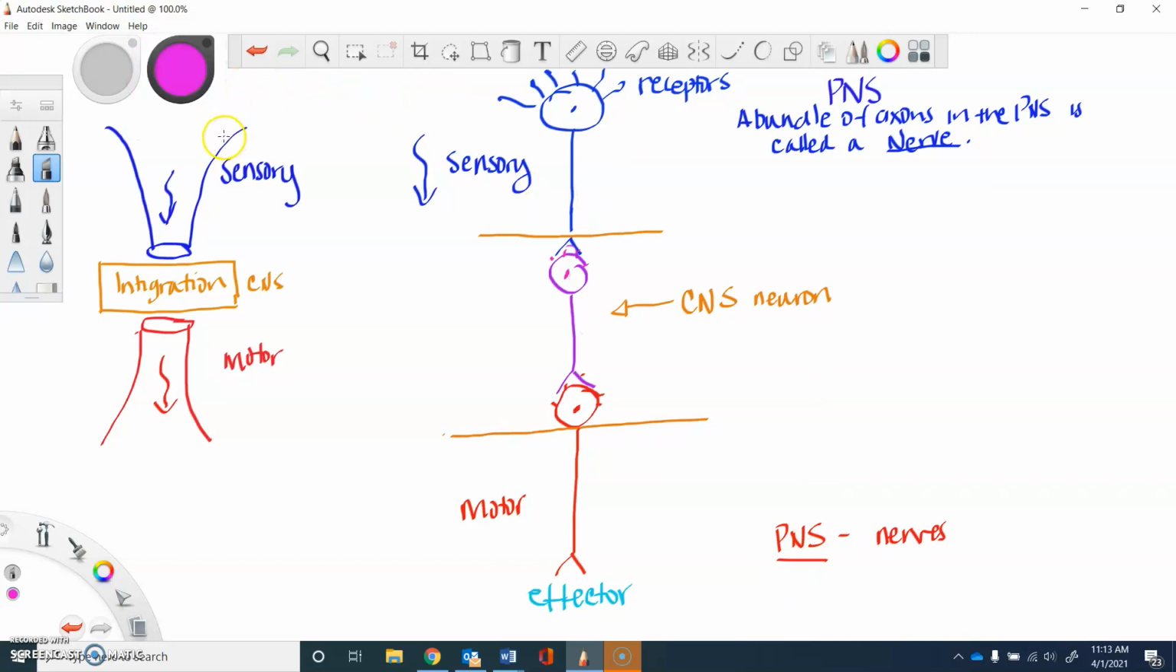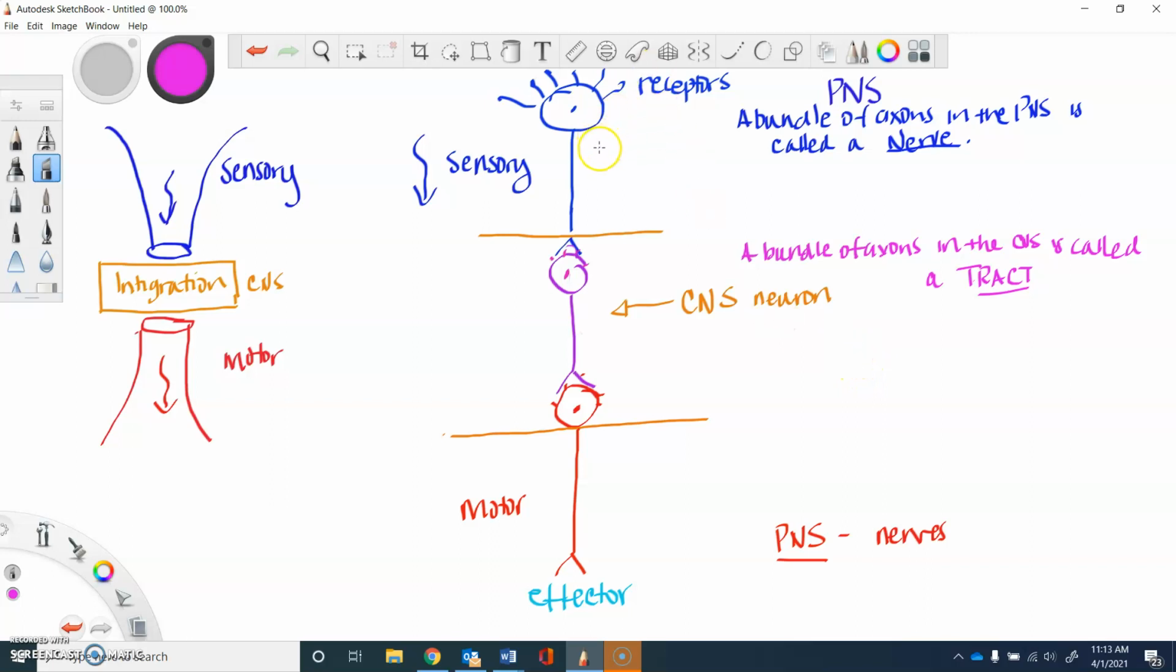In the central nervous system, a bundle of axons in the central nervous system is called a tract. It's still the same thing, it just has a different name within the central nervous system. It's still a bundle of axons running in the same direction, but it's called a tract. Okay?